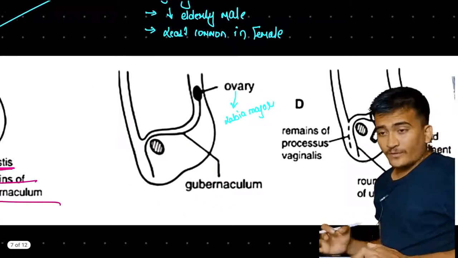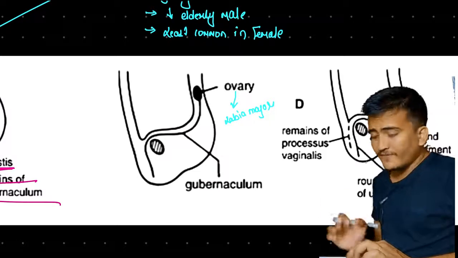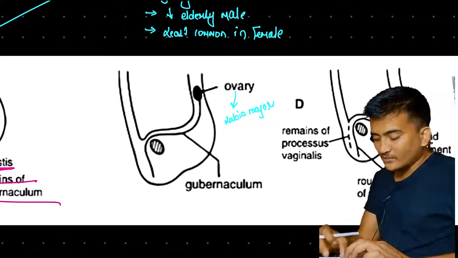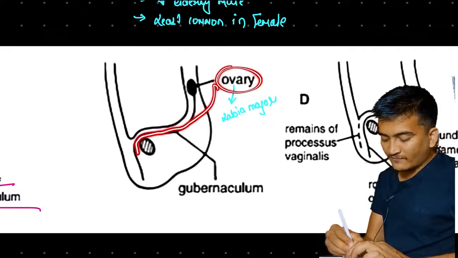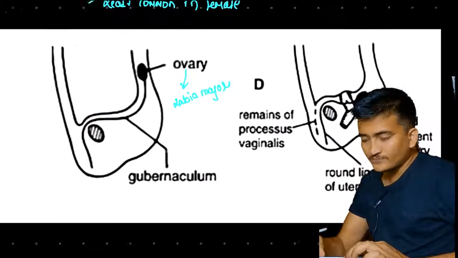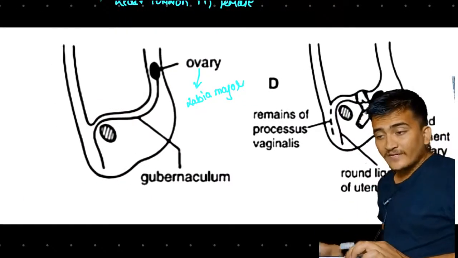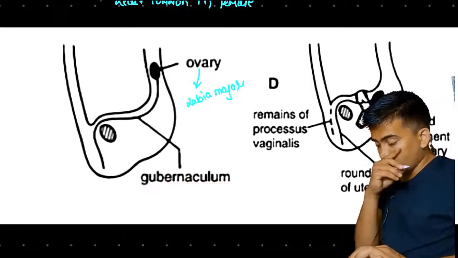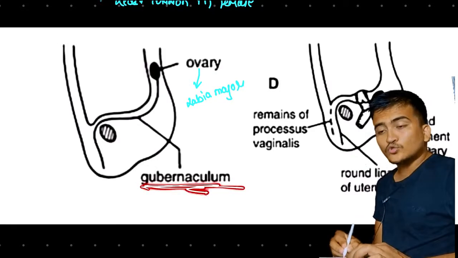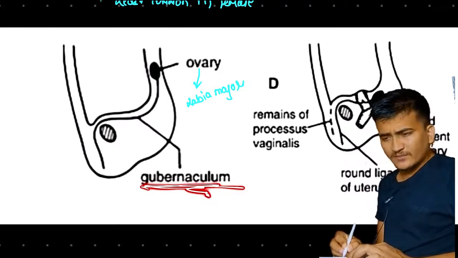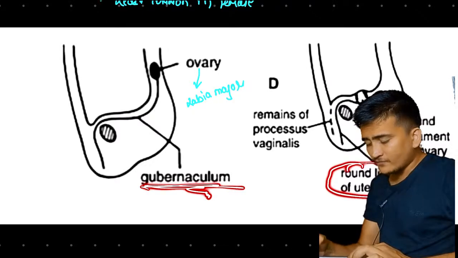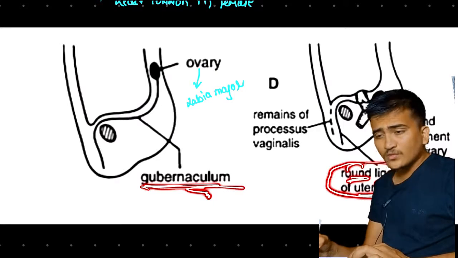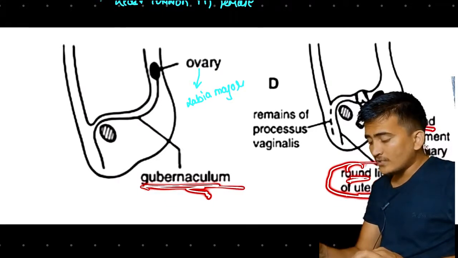Okay, now another thing that we need to know is the factor that will prevent the ovary from reaching the labia majora. What are the factors that will not allow this ovary to reach the labia majora? Here the uterus divides the gubernaculum into two ligaments. There was one single gubernaculum, and the uterus is dividing it into two ligaments. Now what are these two ligaments? One is the round ligament of the uterus. Another is the round ligament of the ovary.